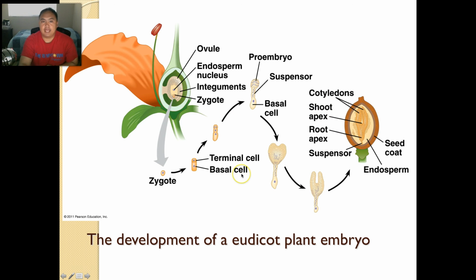This is how you make a plant embryo. So we just talked about the zygote. The zygote then develops into 2 cells, a terminal and a basal cell. And then it grows and grows. The basal cell still stays here. The terminal turns into a proembryo and a suspensor. And then it turns into something that looks like this. So the terminal cell is the one that does all the growing and the changing, and the basal cell kind of stays the same. And eventually it grows and grows, and it looks like this.